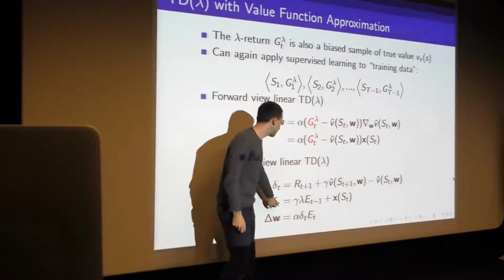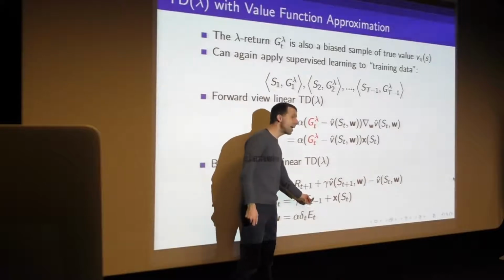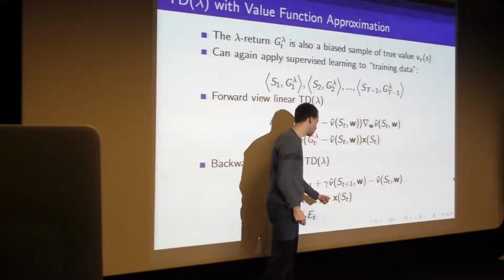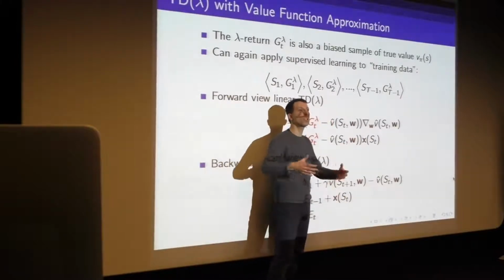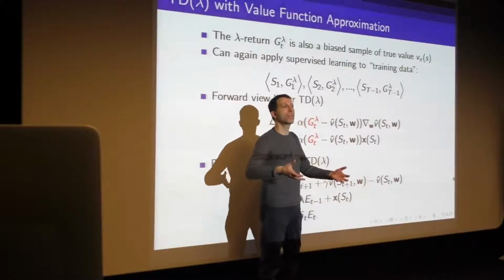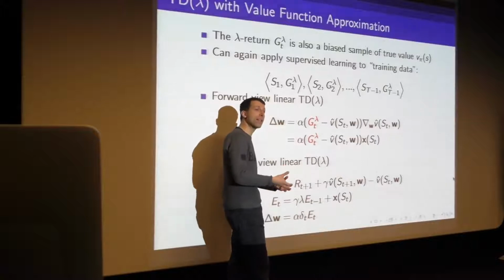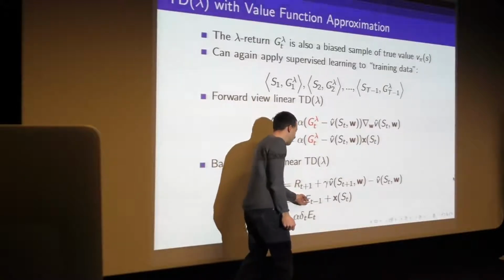So the eligibility basically says, look, each time you take a step, we're going to decay our eligibility a little bit, but then increase it in the direction of all the features that you've seen. So this is kind of remembering all the features that you've seen so far according to their magnitude. The eligibility trace is accumulating credit for the things that happen most and the things that happen recently, and then it decays over time again.